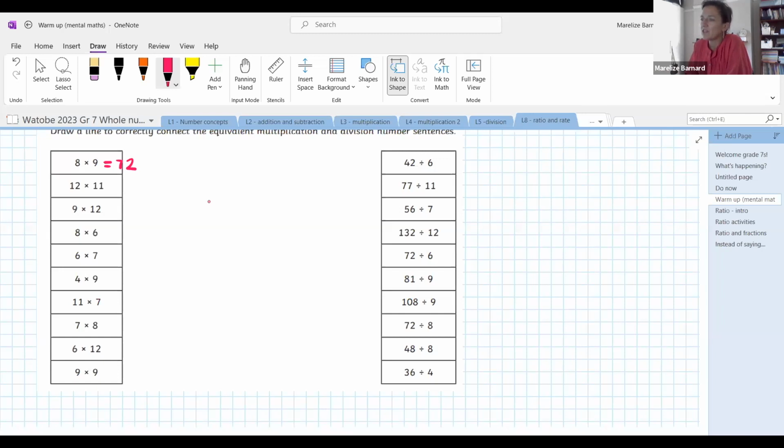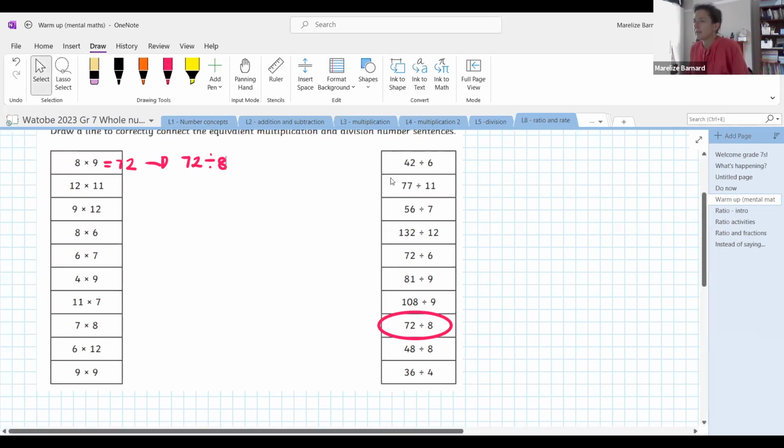There we go, 72 divided by 8. So the one that matches here is over here, and it is 72 divided by 8. And that's what you're going to do for each of them. So for today, I'm going to give you 2 minutes to complete the rest of them. And then in 2 minutes time, we'll see how many you got right. Okay, so I'm going to start the timer just now. Get ready. 5, 4, 3, 2, 1, and go.